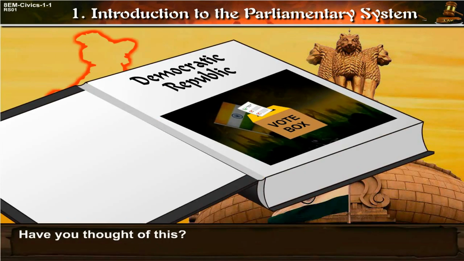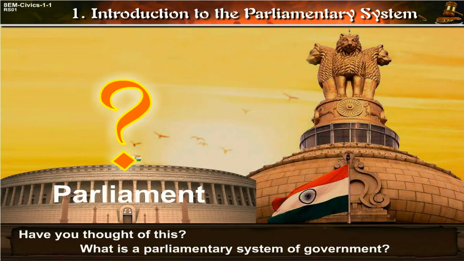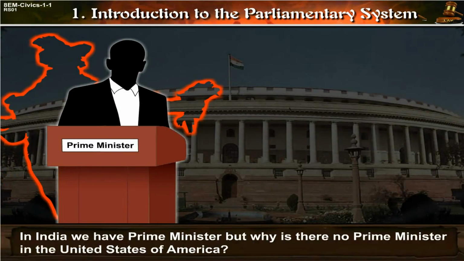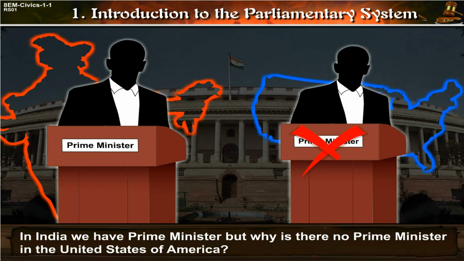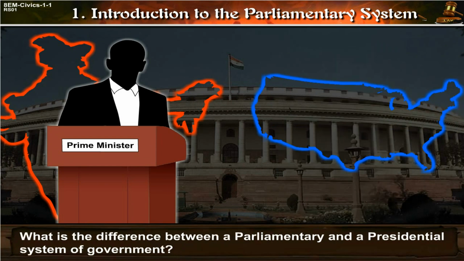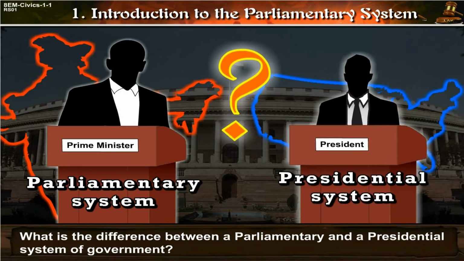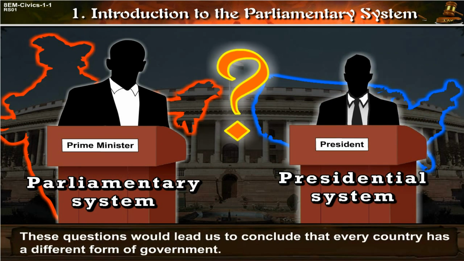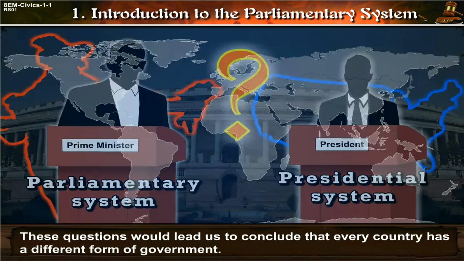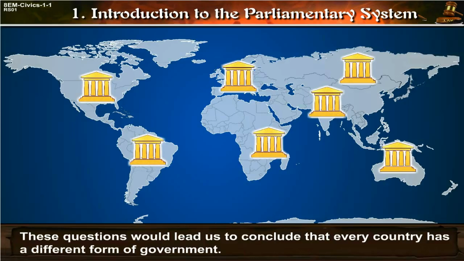Have you thought of this? What is a parliamentary system of government? In India, we have a Prime Minister. But why is there no Prime Minister in the United States of America? What is the difference between a parliamentary and a presidential system of government? These questions would lead us to conclude that every country has a different form of government.